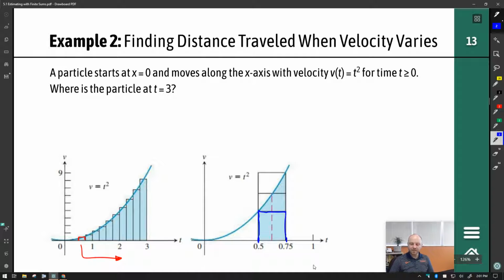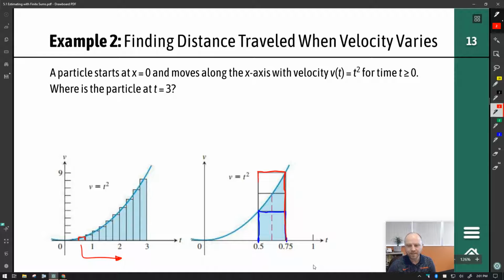So that rectangular area would be a pretty big underestimation of the actual distance traveled, or the area of this strip. So, an underestimate. There's another one drawn in where we use 0.75, the right side, and we go up to the curve. That becomes the height, and then over.